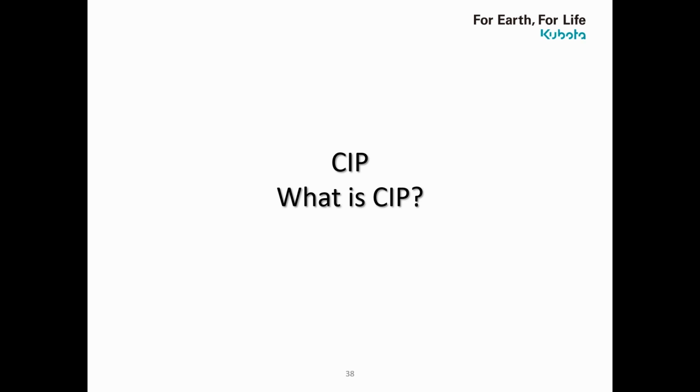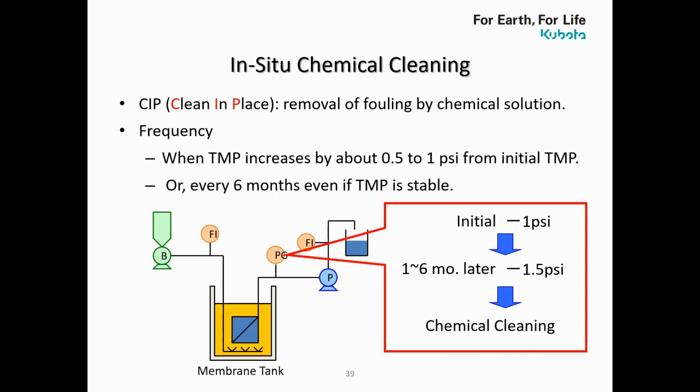The next one is CIP. What is CIP? We use the word CIP pretty often. It means clean in place. It's an in situ chemical cleaning, so we don't need to drain the tank. No need for draining the tank. We just backfill the chemical. You do this when the TMP increases by about 0.5 to 1 psi from the original starting point, or maybe every 6 months, even if TMP is stable. So that's about the frequency.